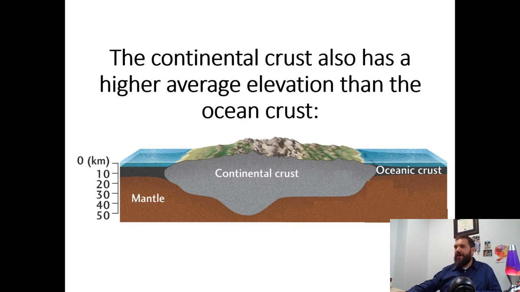One obvious difference too is that continental crust obviously has a higher elevation than ocean crust. Duh, right? That's why the oceans collect. I mean, that's what makes it ocean crust, right? It has a lower elevation. The waters of the ocean collect there in those low elevation areas.